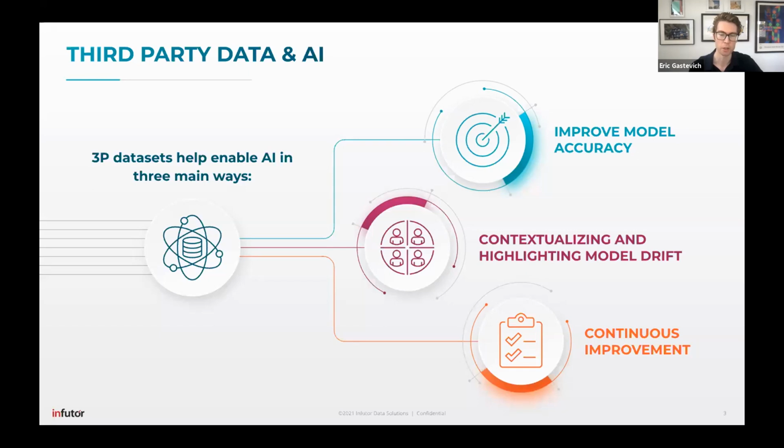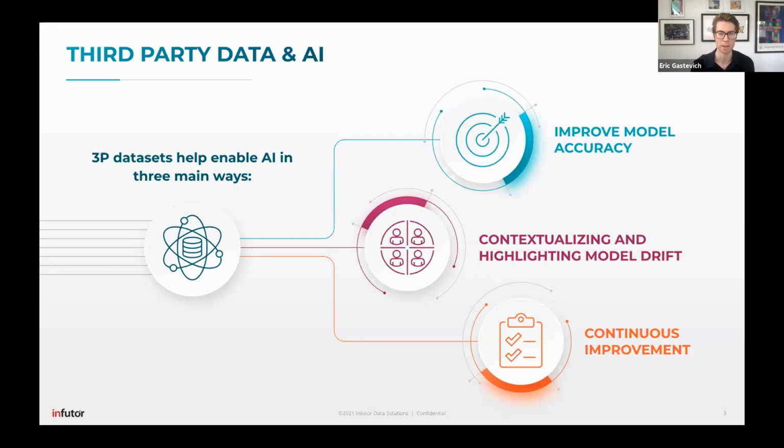Second point, contextualizing and highlighting model drift. This is an interesting one. At Infutor, we see billions of records from our clients. And out of that, we're able to ascertain that about 30% of client CRM data decays within 12 months. So obviously consumers are dynamic. The pandemic was another unfortunate reminder that markets are also very dynamic.